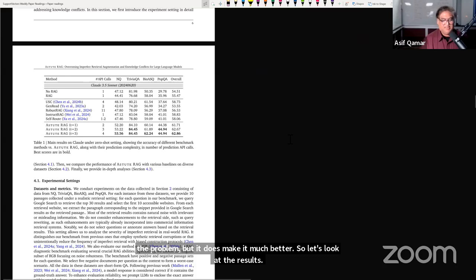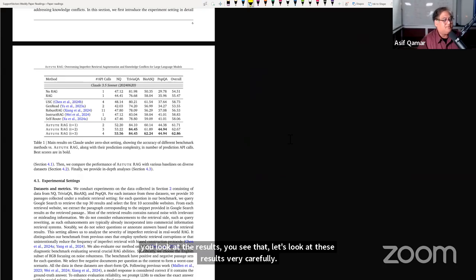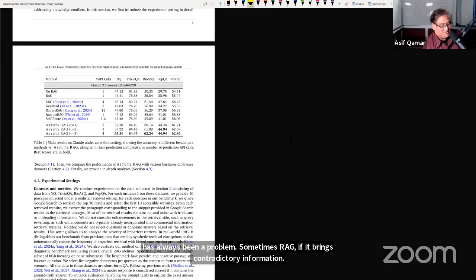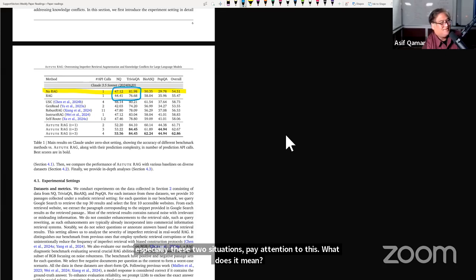When you look at these results, let's look at them very carefully. There has always been a problem. Sometimes RAG, if it brings contradictory information, not only can it not improve your answer, it is worse than just using an LLM without a search engine backing it, right? And you see that sometimes. Look at this. This is just the LLM. No RAG means just the LLM. And do you notice that there are situations, especially these two situations, pay attention to this. What does it mean? RAG underperforms no RAG, isn't it?